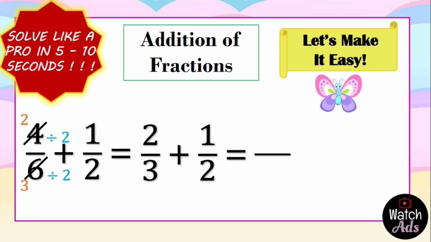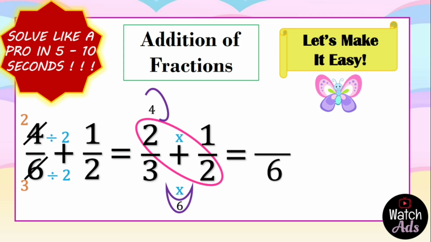Now we can do the butterfly method. First, we multiply the denominators, 3 and 2. Our answer is 6. That will be our denominator. Next, we multiply 2 and 2. Our answer is 4. Next, we multiply 3 and 1. The answer is 3. Since our process is addition, we add 4 and 3. Our answer is 7. That's the numerator. Our answer is 7/6.